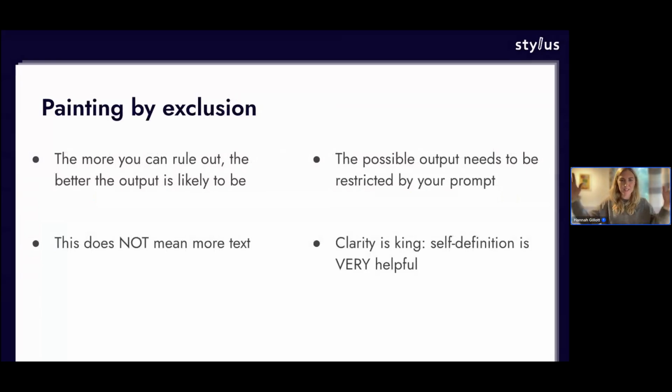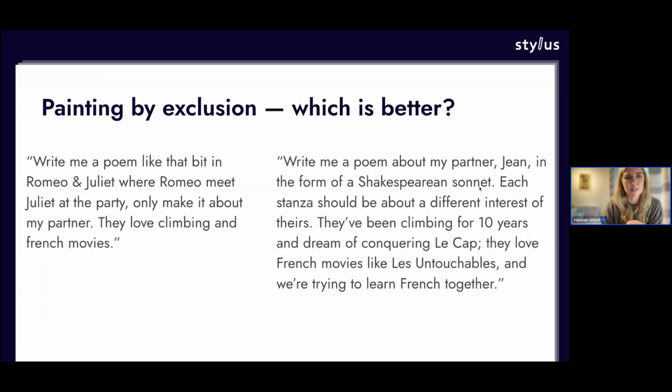Think of this as bringing in boundaries or creating a box around what it is that you want. The more you can rule out, the better the output's likely to be. That doesn't mean your prompts need to be massive, but you need to try and use your prompts or the thing that you're asking it to do to restrict what the output could be. Self-definition can be really helpful here. An example will come up in just a second, but if we're painting by exclusion, here are a couple of possible tasks you might ask GPT to do.